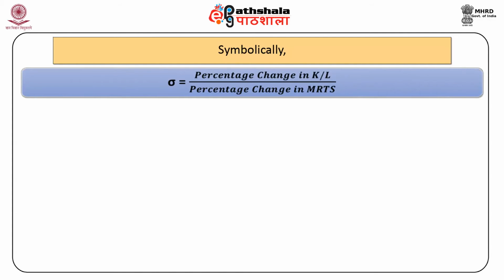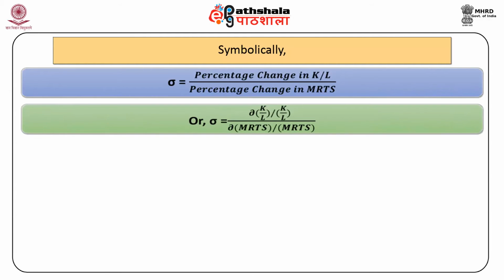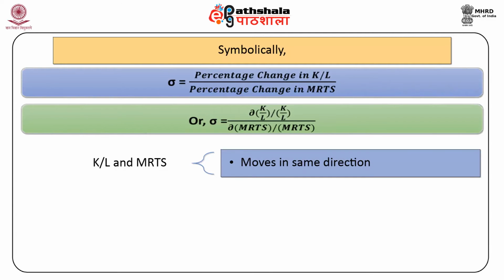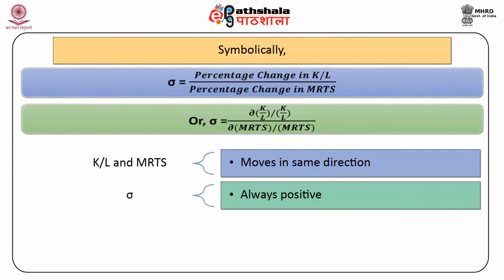elasticity of substitution is equal to percentage change in K/L divided by percentage change in MRTS, or it is equal to delta (K/L) divided by (K/L), the whole divided by delta MRTS divided by MRTS. Since throughout an isoquant, both K/L and MRTS move in the same direction, therefore the value of the elasticity of substitution is always positive.